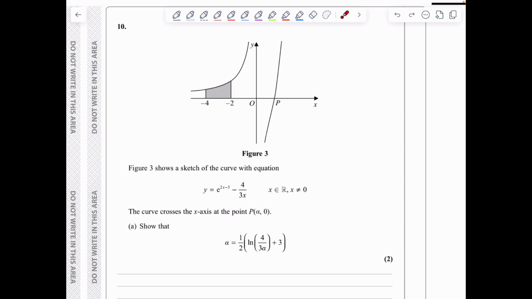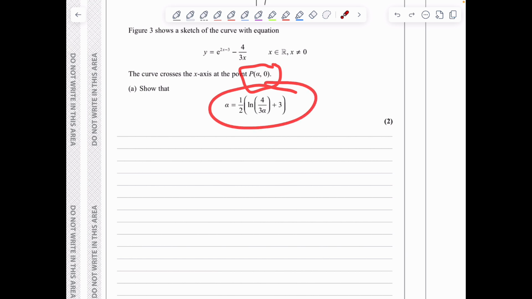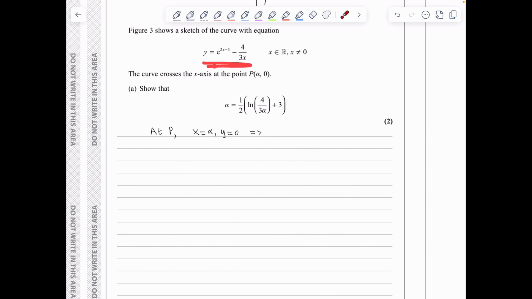In question 10, we've got a sketch of the curve with this equation here. We are crossing the x-axis at point P with coordinates alpha, 0, and we need to show in part A that alpha satisfies the given equation. So we know that at point P, we've got that x is alpha and y is 0, which means I can substitute into the given equation for the curve, leading to 0 is equal to e to the 2 alpha minus 3 minus 4 over 3 alpha.